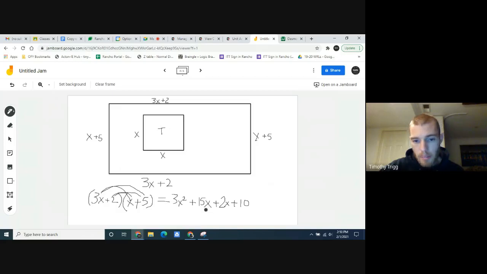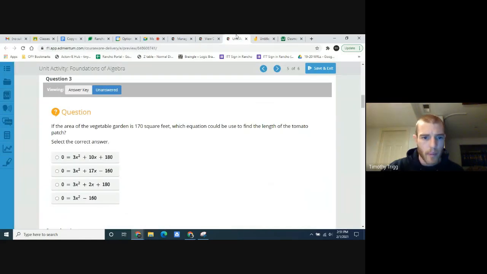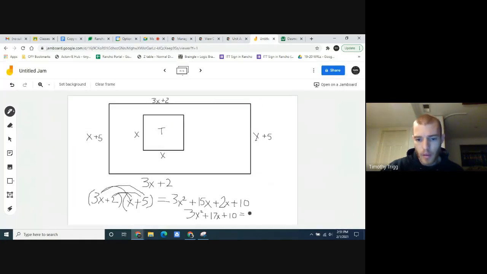Now, we can combine the 15x and the 2x. So that is going to be 3x squared plus 17x, combining the 15x and 2x, plus 10. And it says that this area equals 170.